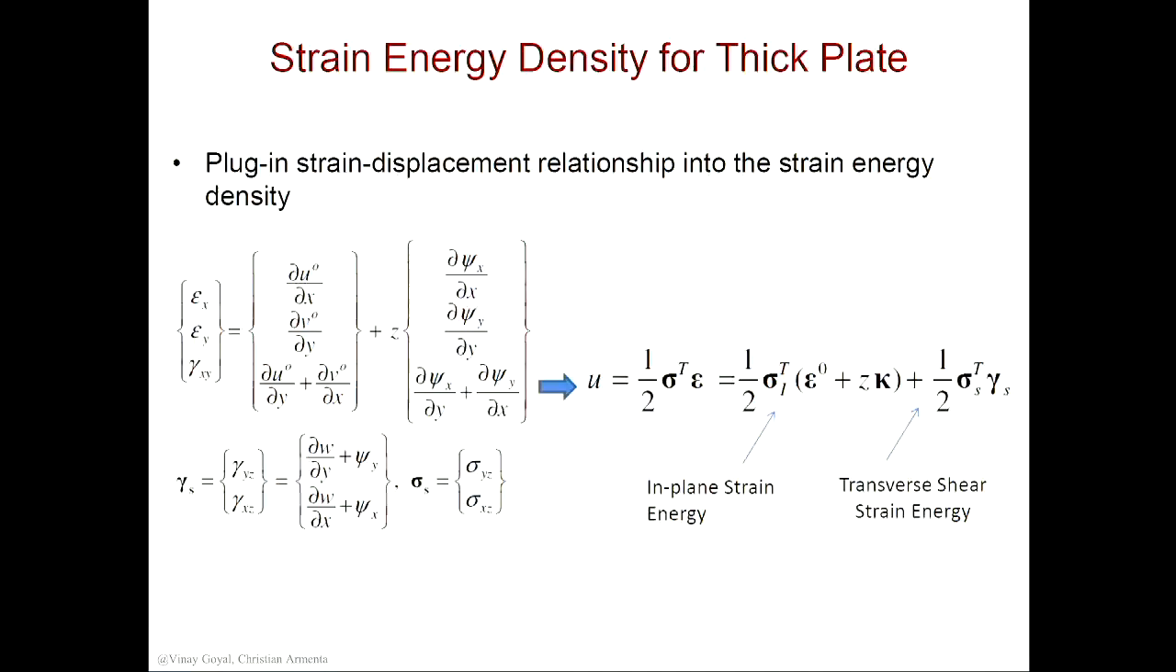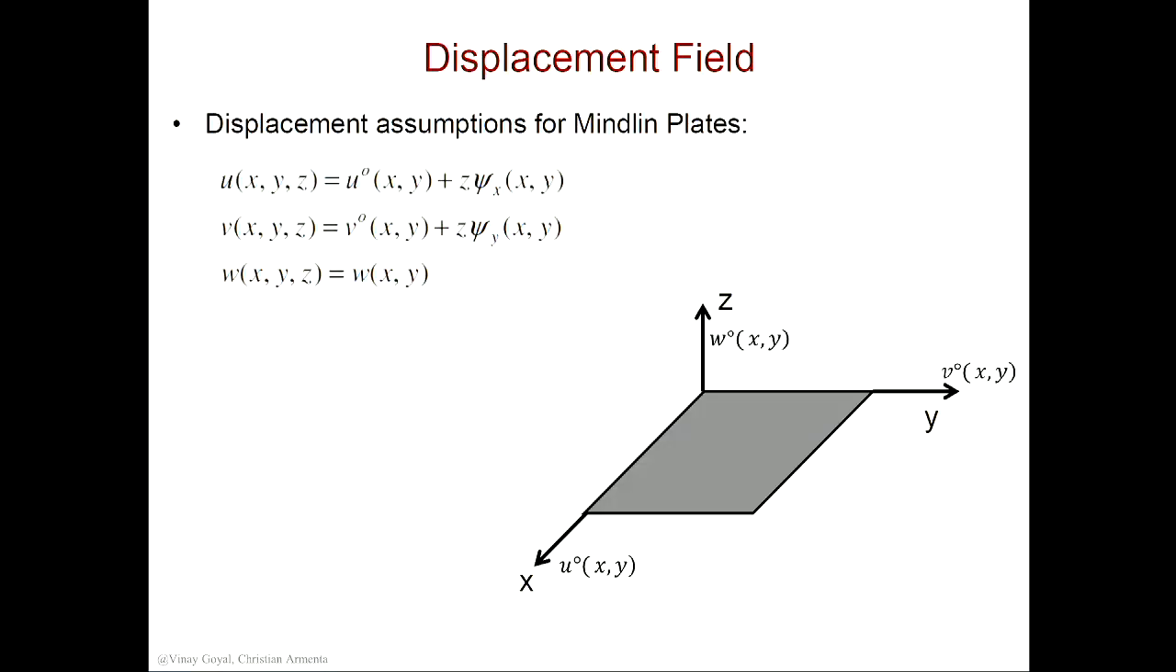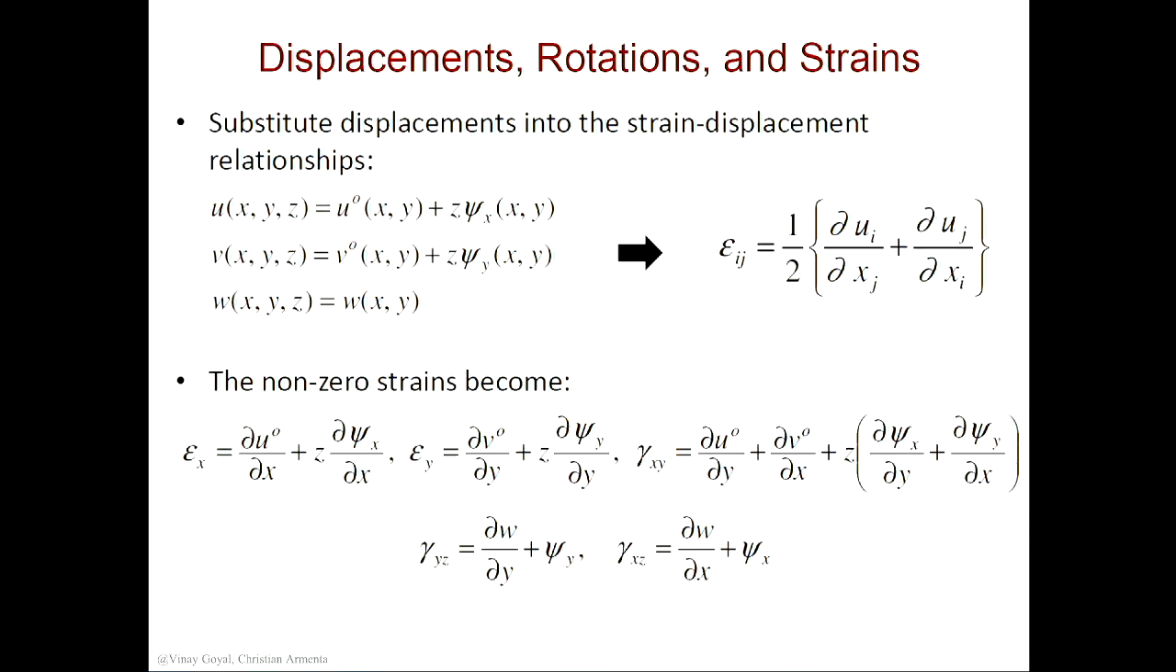Let's do it really quick. We came up with these displacement assumptions, 5 unknowns. We have mid-surface displacements, and we have rotations Cx and Cy. I took those displacements and calculated strains. I have 5 of them.